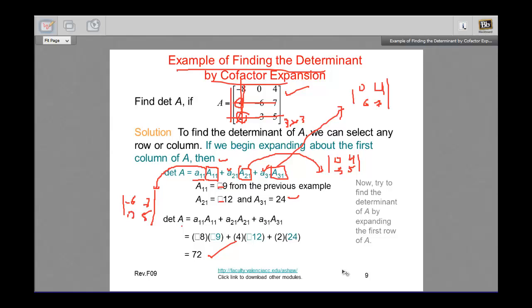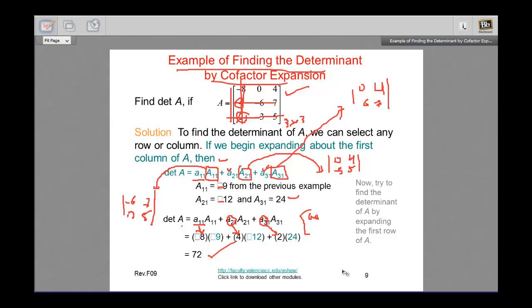So hopefully you understand this method. Why do we write A11? A11 tells us which element we are talking about. These are the names of the elements. What is the meaning of A11? It means 8. A21 means they are talking about 4. A31 means they are talking about 2. So every element in the matrix has a name, and that is how we know which element we are talking about.